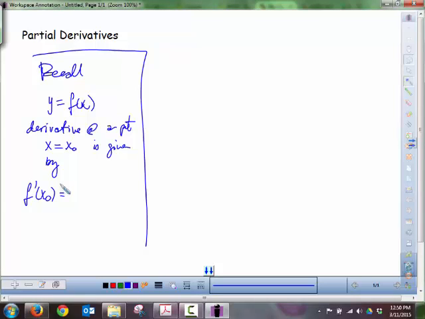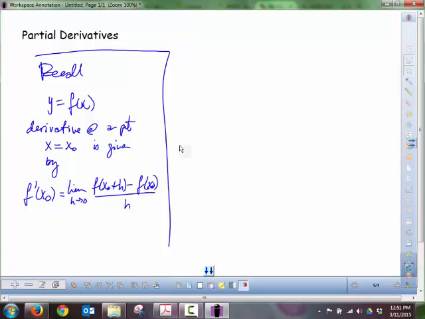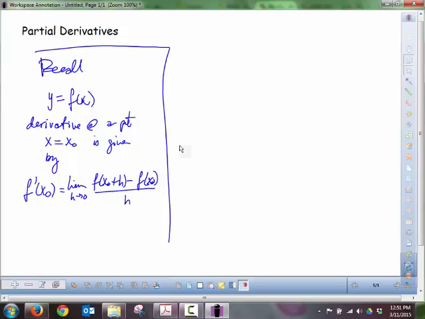Do you remember what the definition of a derivative looks like? Limit as h approaches 0 of f of x naught plus h minus f of x naught, all over h. So that's a definition, and we found all kinds of shortcuts and nice ways to find derivatives of things: the power rule, product rule, quotient rule. We even went as far as diving into the chain rule. But really the definition of the derivative is a limit.